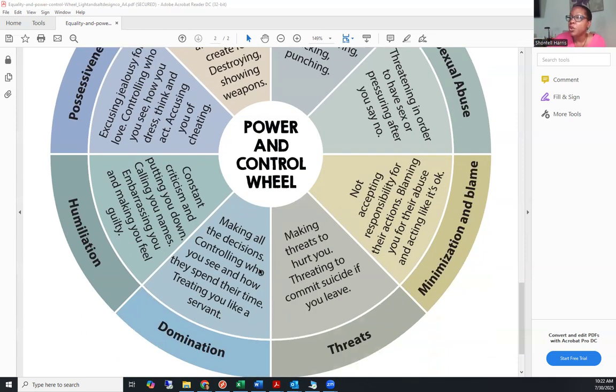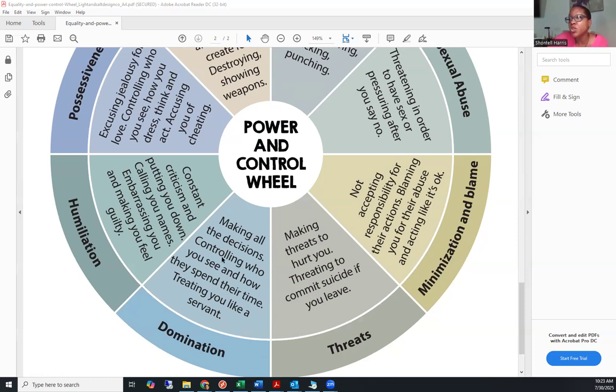Making threats to hurt you, threatening to commit suicide or leave. So some people make threats: I'm going to kill you, or I'm going to kill myself, or both, I'm going to kill you and kill myself. And there have been cases where people kill themselves and then kill their spouse because they're jealous, they don't want this, they don't want that. You know what I'm saying? But they're in their emotions, because we talked about that emotional brain, that reptilian brain, that part of the brain where fight or flight kicks in, and that's where they're operating from.